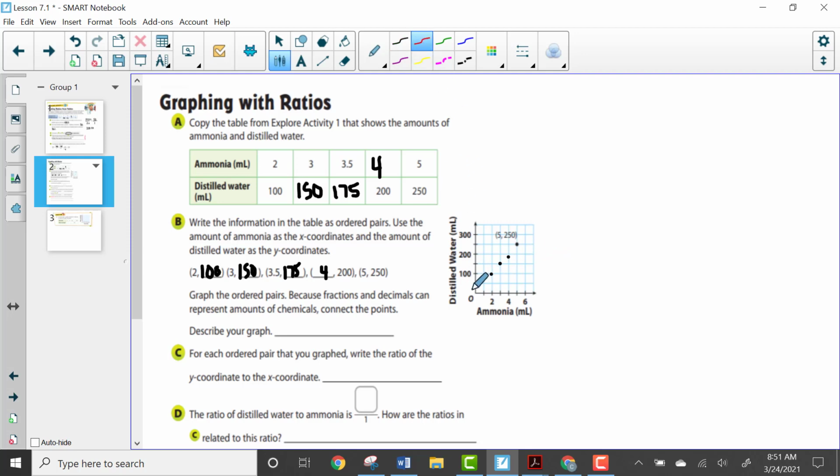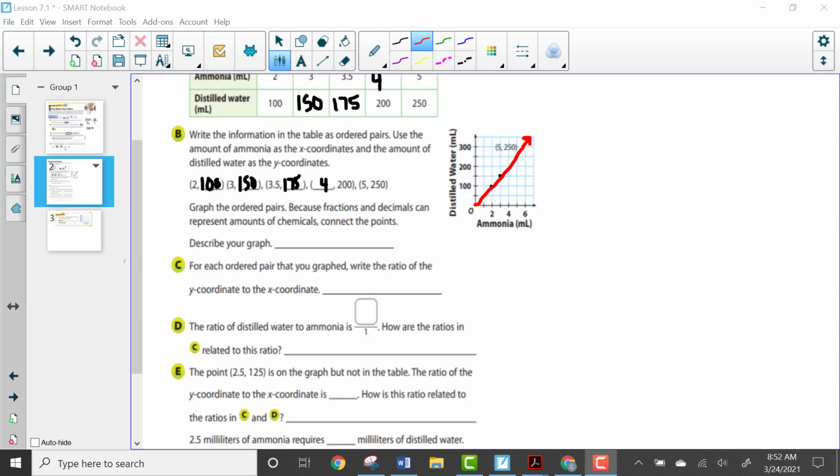I'm going to do it with a red pen, just so you'll be able to see it a little bit easier. So start at the 0. I'm going to connect these dots. Try as best as you can to make a straight line. Now the next thing we will look at is just describing our graph.